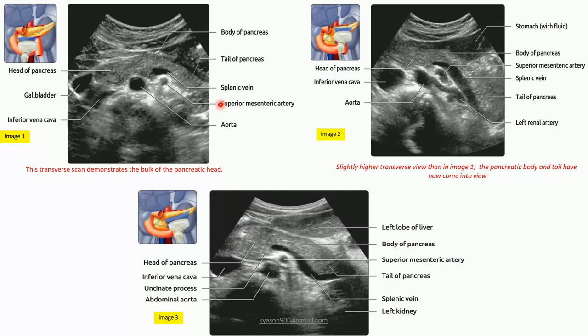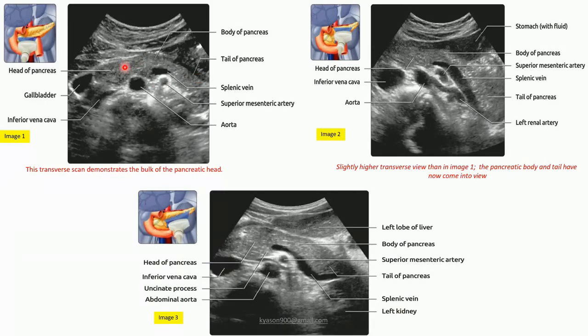These images are also showing us the pancreas. Of course, we are scanning the head, as you can see. We shall also see part of the body and the tail. Anterior we have the abdominal wall. And you can see our pancreas. Sorry, we have the head here, we have the body there, we have the tail. The relations are almost the same.